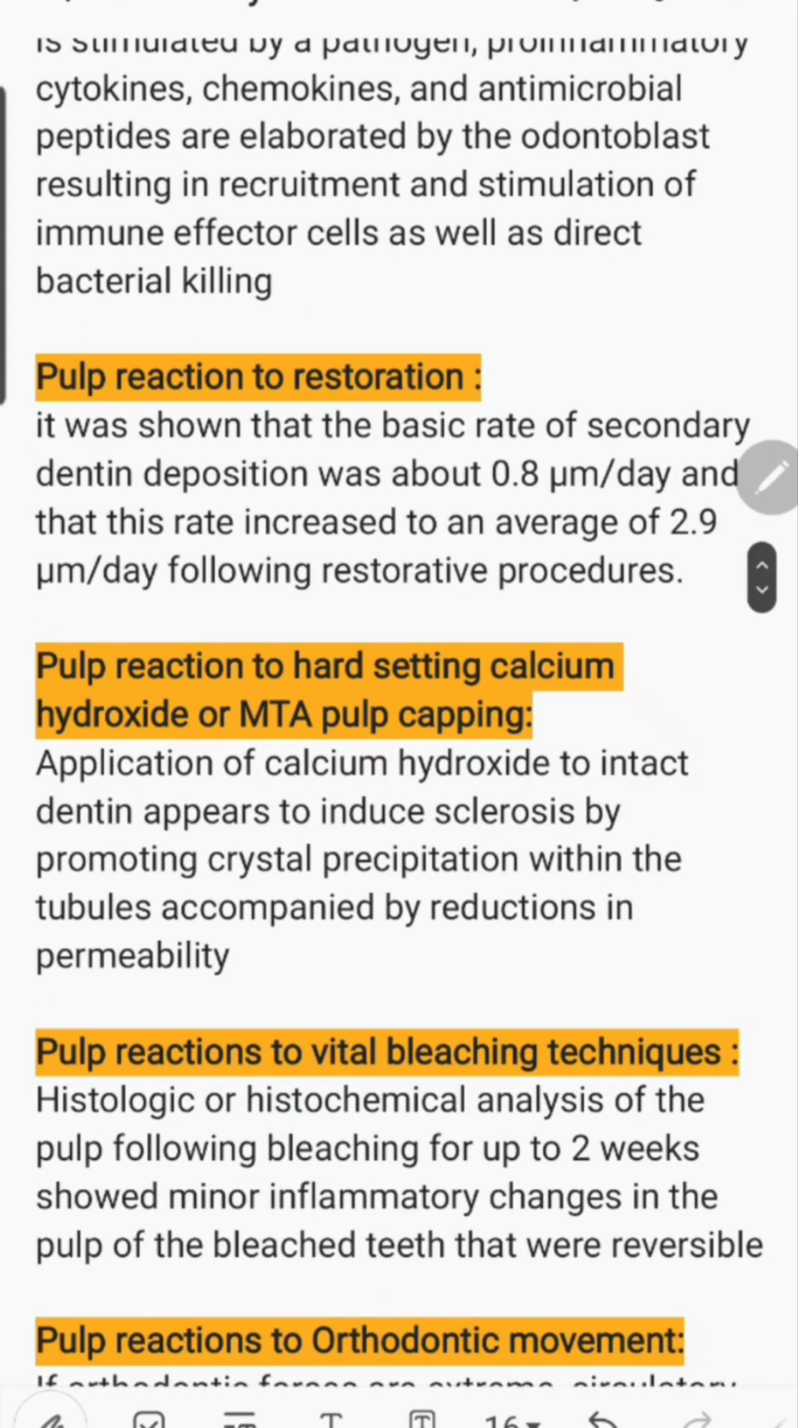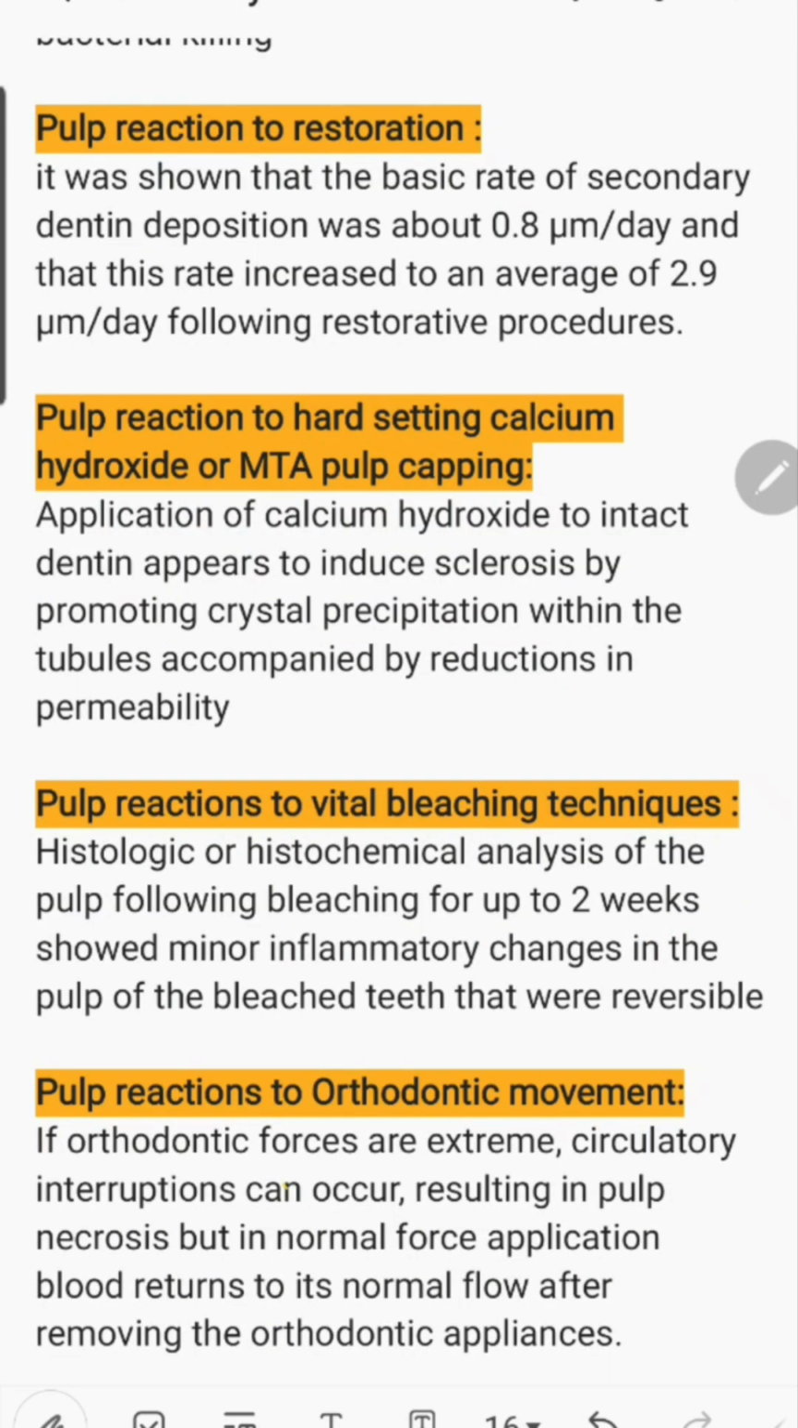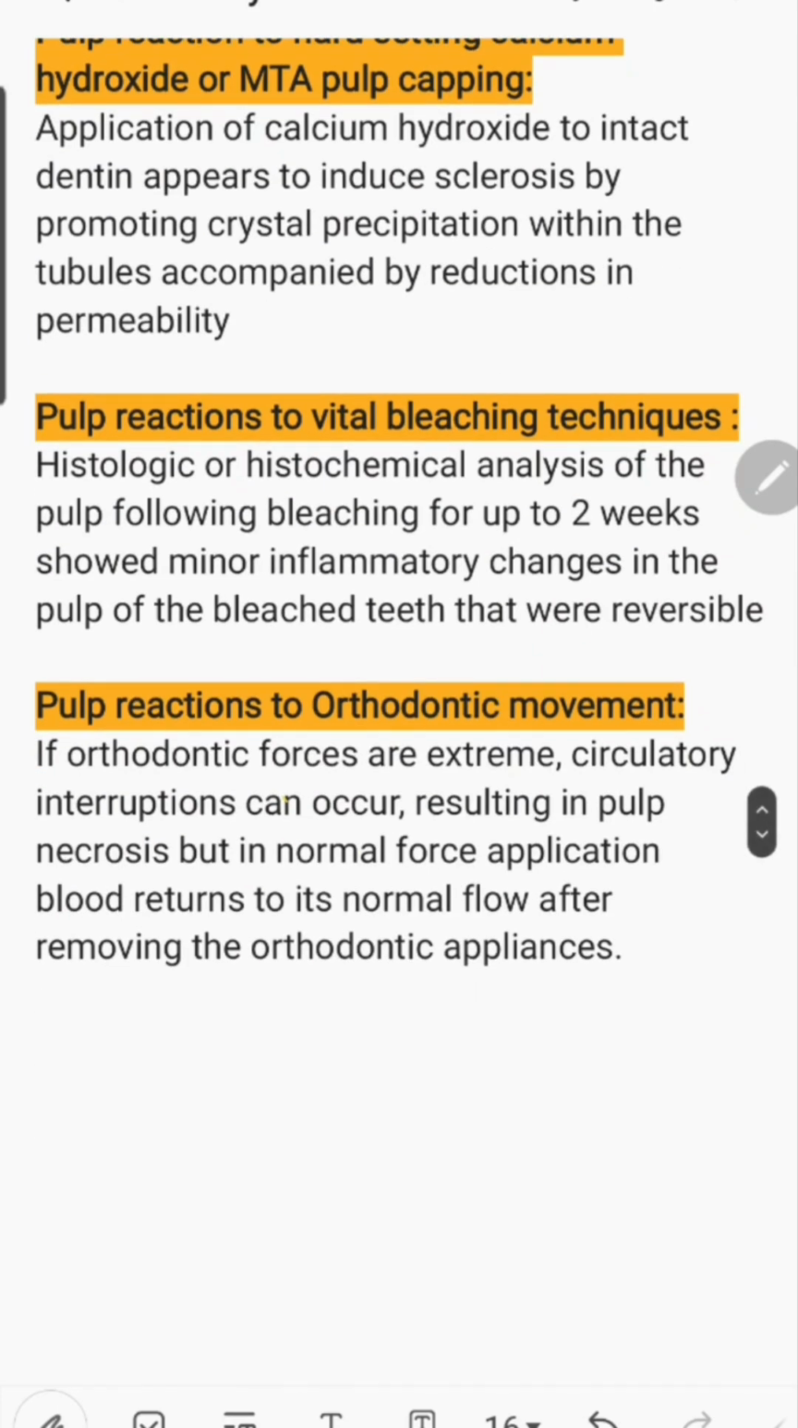What about the pulp reaction to restoration? It was shown that in the normal rate, secondary dentin deposition was about 0.8 micrometer per day, but it increased on average to 2.9 micrometer per day following the restorative procedures. Pulp reaction to hard-setting calcium hydroxide or MTA pulp capping: application of calcium hydroxide to intact dentin appears to induce sclerosis by promoting crystal precipitation within the tubules, accompanied by reductions in permeability.